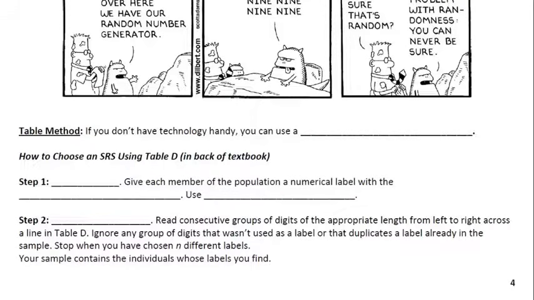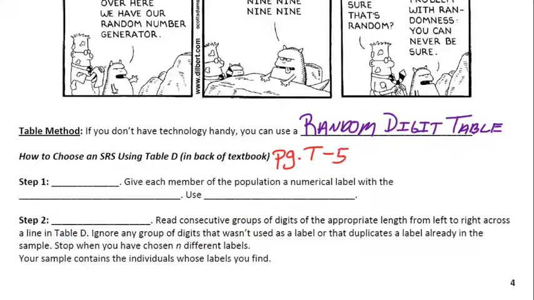Okay, and then the last way to generate random numbers and to make random samples is you can use the table. We have a table of random digits. So that's actually the first blank. If you don't have technology handy, and you somehow have a table of random digits handy, like your stats book, you can use a random digit table. And actually that's in the back of our textbook. That's on page T5. So those are the table section. So table T5. And let me show that to you real quick.